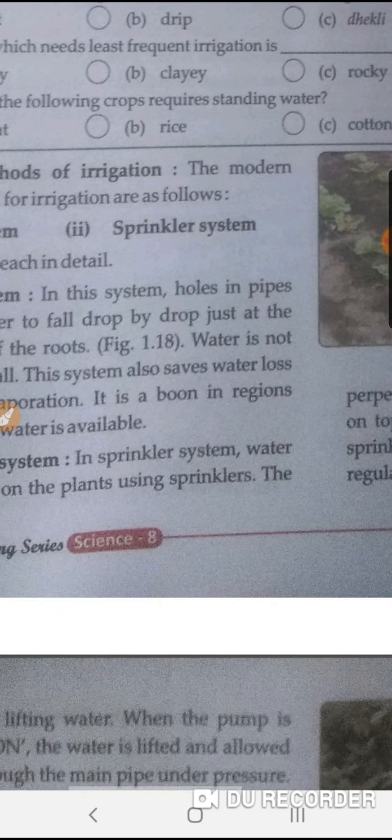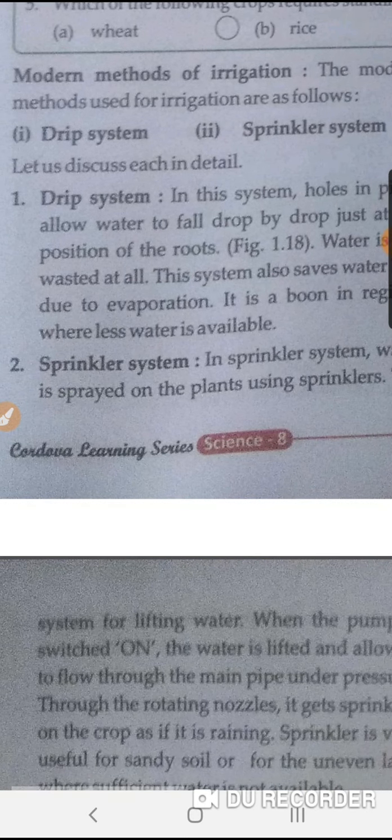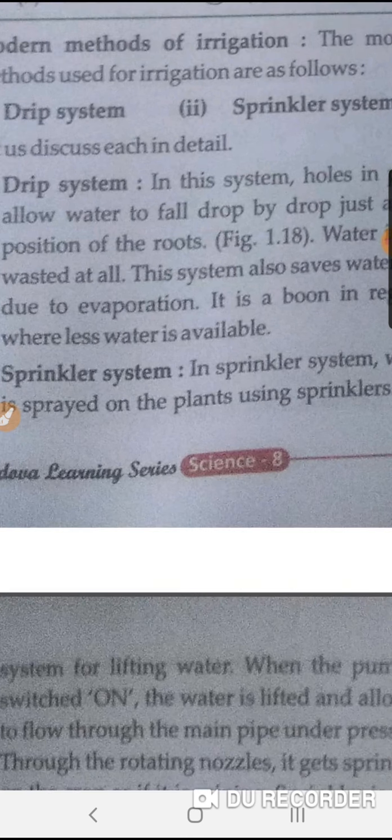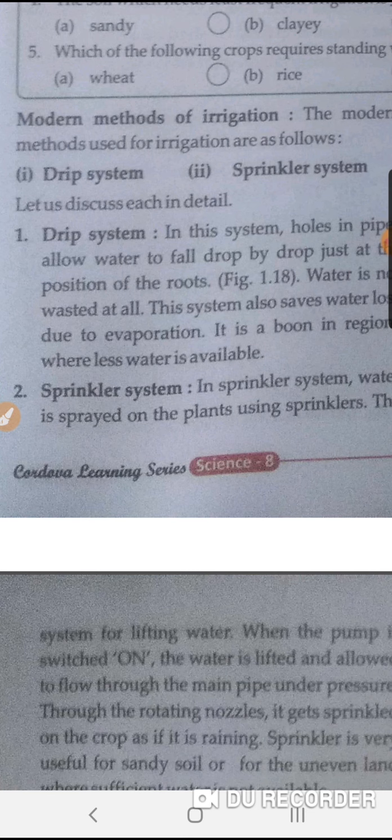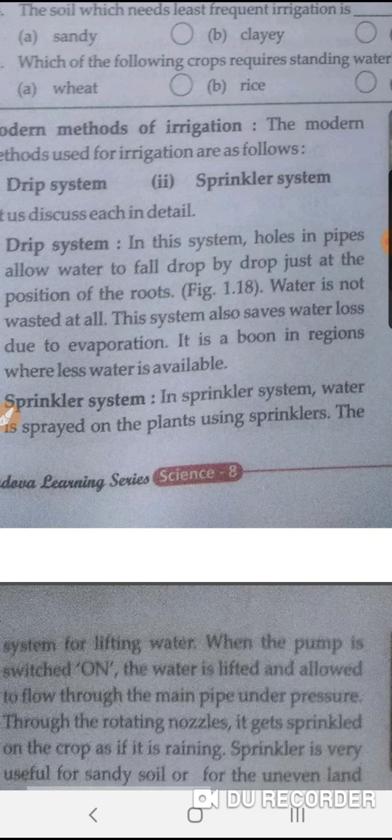After that, there are two modern methods of irrigation, that are drip system and sprinkler system. In the drip system, holes in pipes allow water to fall drop by drop just at the position of the roots.